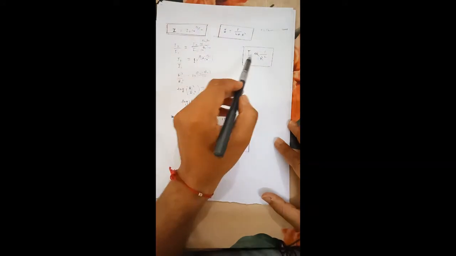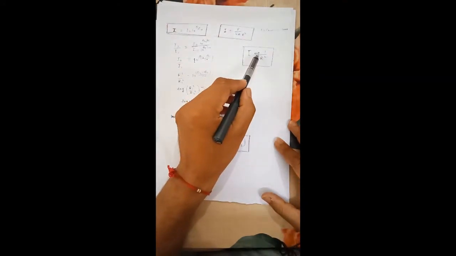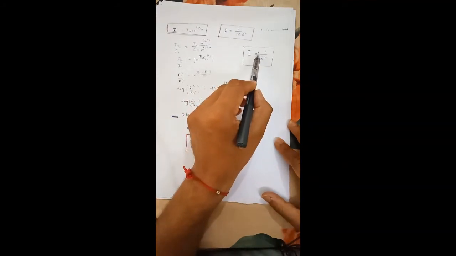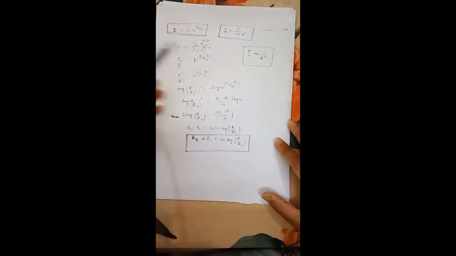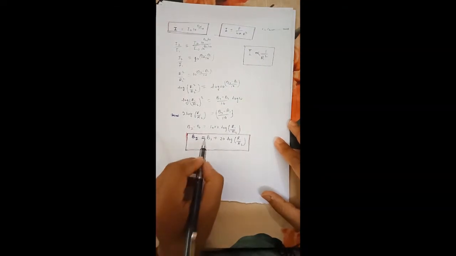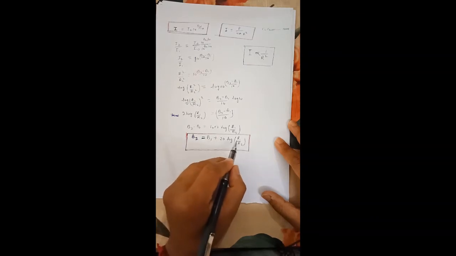And sometimes we can use this formula: I is proportional to 1 by r square. So in place of I we use 1 by r square in the formula, and then we get the formula B2 is equal to B1 plus 20 log R1 by R2.